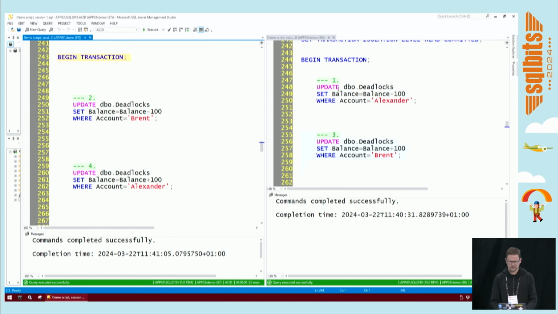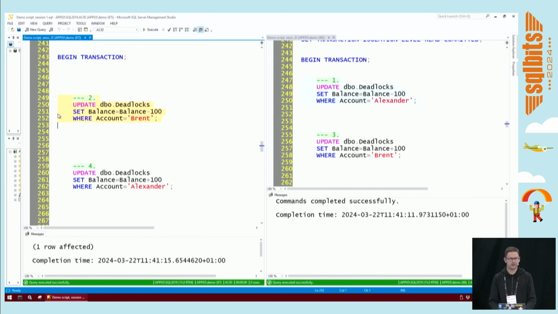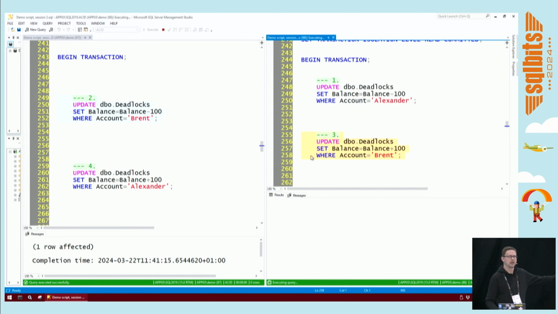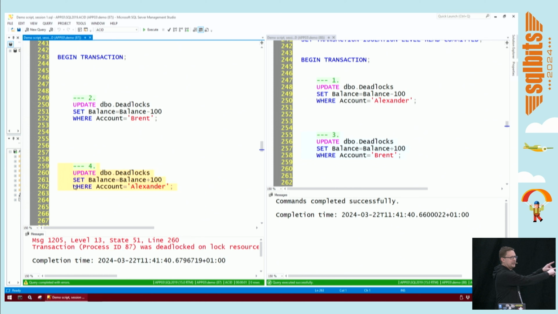Begin transaction. Begin transaction. Alexander reduces his account balance. Brent reduces his account balance. One process has locked Alexander's account. One process has locked Brent's account. Now, on the right-hand side, we're going to insert that money into Brent's account. But we're working with Brent's account, so we're busy. That account is locked. That row is locked. So we're waiting for something to happen. And now we're going to add money to Alexander's account. Now they're waiting on each other.